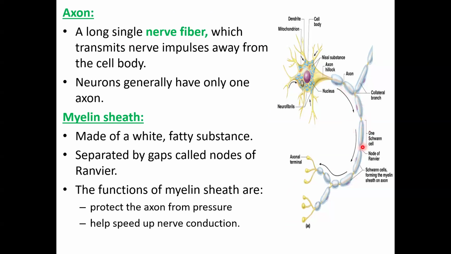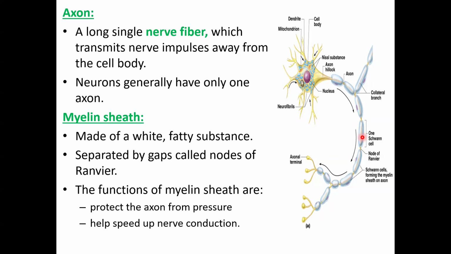Myelin sheaths, as you see here in pale blue color, are made up of a white fatty substance separated by gaps called nodes of Ranvier. The functions of myelin sheaths are to protect the axon from pressure and help speed up nerve conduction.